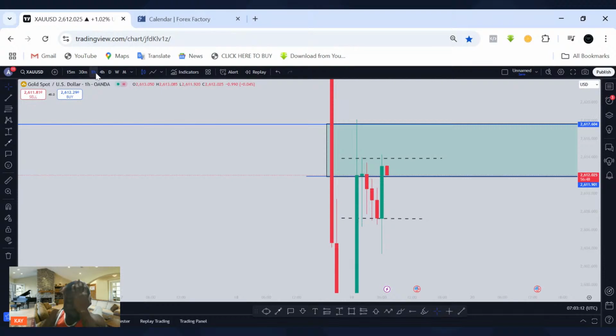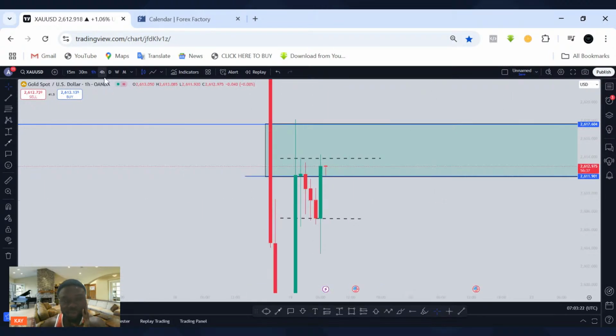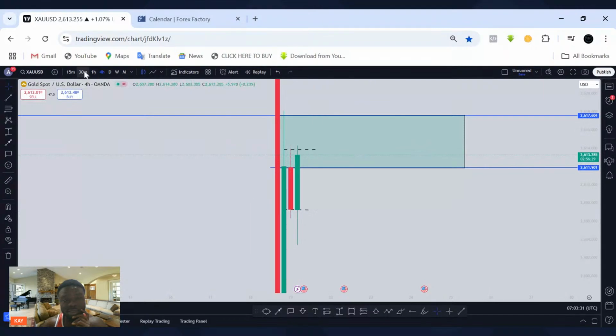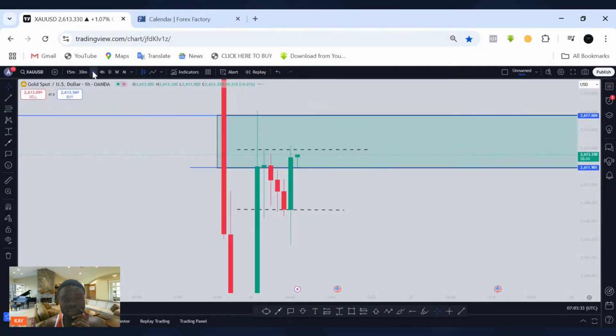But one thing is, if you start trading gold, you need to be prepared for more drawdowns. Sometimes you can have back-to-back drawdowns on gold because of how volatile it is. But if it goes in your favor, I think you can catch more pips.